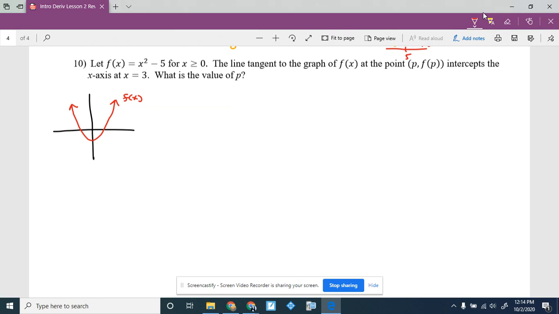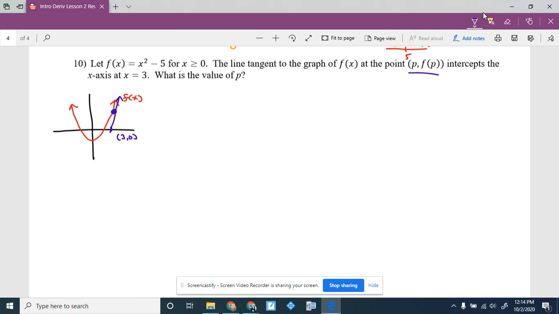So now what we're doing here, it says the line tangent to the graph of f of x at the point P comma f of P intercepts the x-axis at x equals 3. That's a little bit weird. I don't necessarily have to draw this to scale, but let's think about this. P, f of P, that's just a general point, right? So maybe it's up here. So this would be some point P, f of P, if I drew in a tangent, and they're saying it's intercepting at x equals 3, so the point (3, 0).